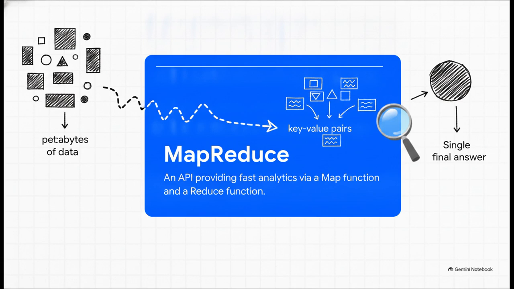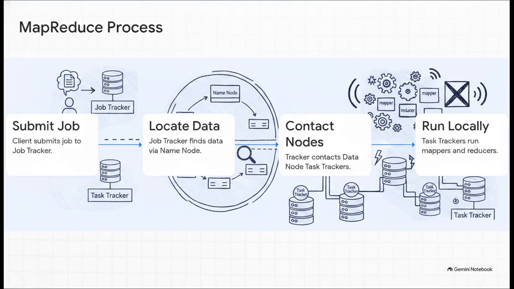Then, the reduce function collects and summarizes those local results into a single final answer. Let's look at how this MapReduce process flows step by step so you can picture it. First, the client submits a processing job to a central program called the job tracker. Second, that job tracker talks to the name node to find exactly which data nodes hold the relevant data blocks.